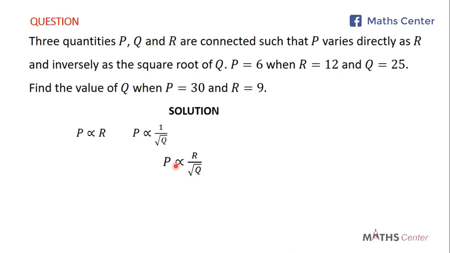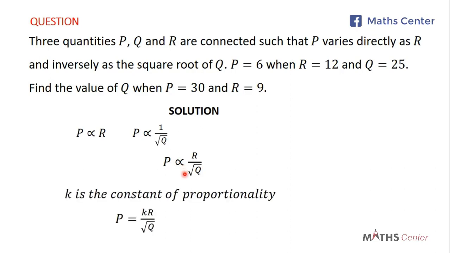Now we need to replace this proportionality sign with an equal to sign, so we introduce a constant of proportionality. If K is the constant of proportionality, then P is equal to K times R divided by square root of Q, which will give us KR divided by the square root of Q. So this is the expression connecting P, Q, and R, but we need to find the value of K.